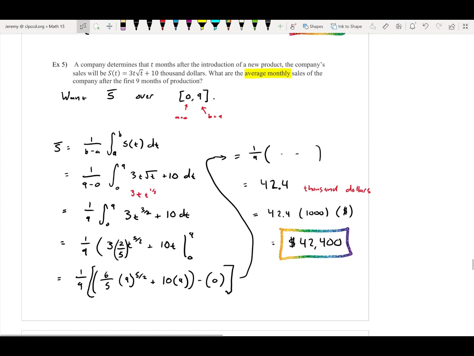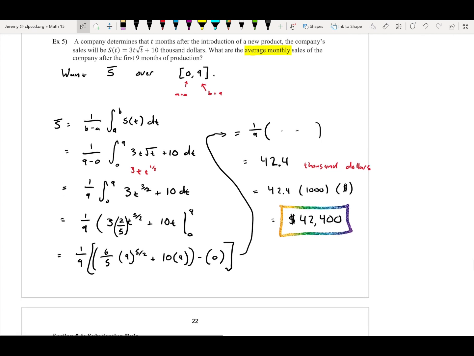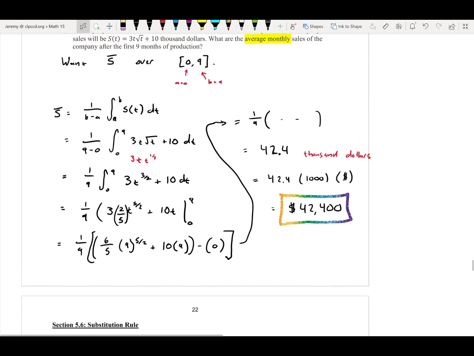Currently, we're pretty limited in what types of integrals we can evaluate using antiderivatives. We need a couple more tools, so in section 5.6, we're going to explore those.